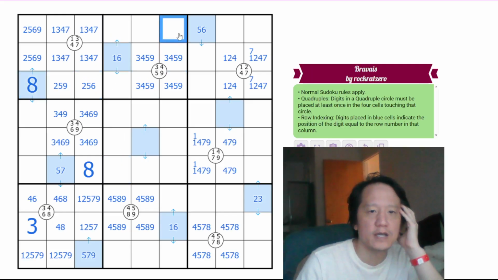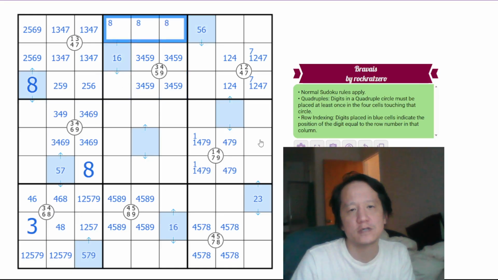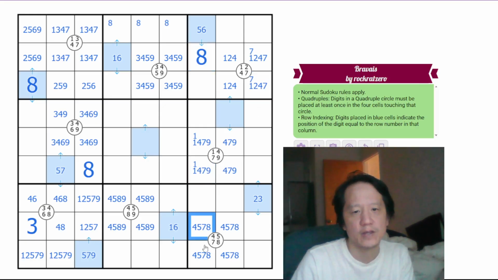Well, where is the 8 in this upper central box? It has to be one of these 3 digits, which eliminates 8 from these digits. Where is the 8 in this upper right-hand box? It must be here. So this is 8. That means 8 cannot be here, so 8 has to be one of these two digits here.